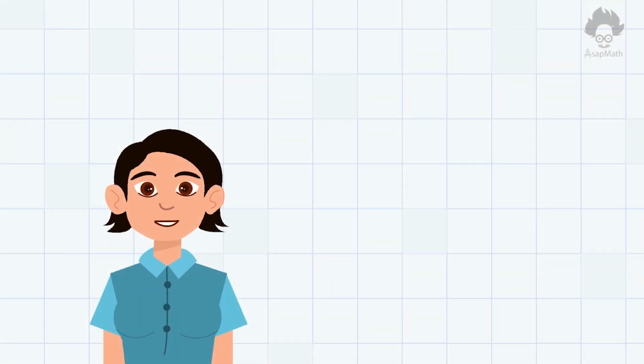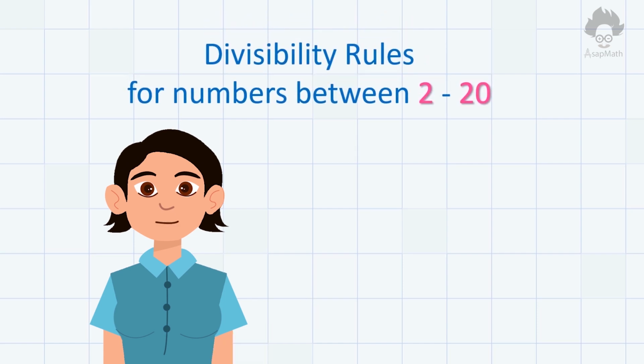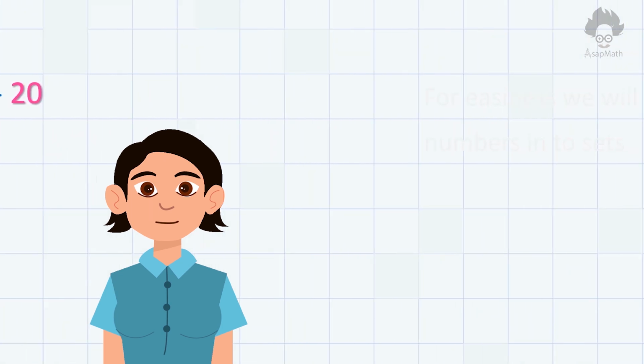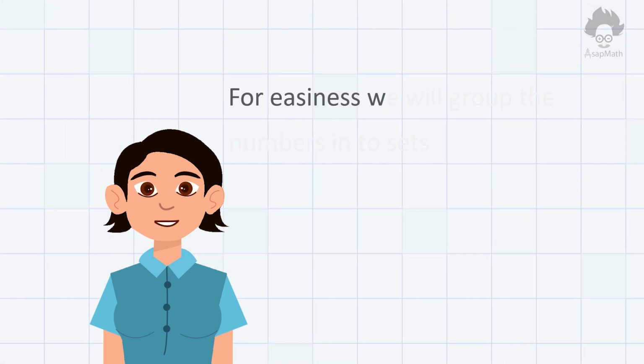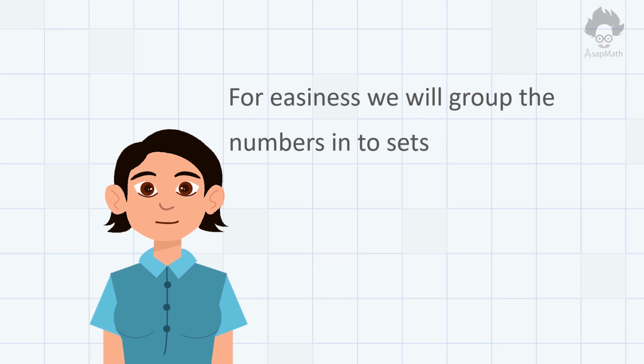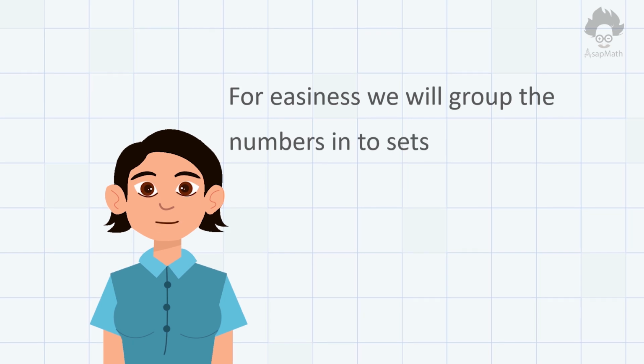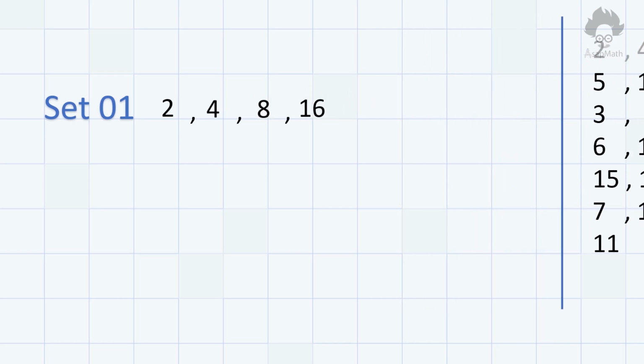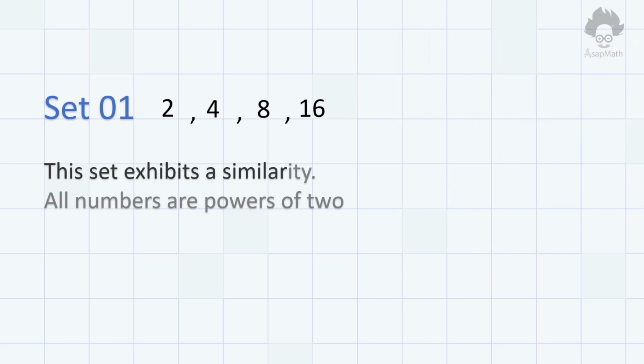Hello everyone, in this video we are going to talk about divisibility rules of numbers between 2 and 20. For easiness, we will group the numbers into different sets. Set 1 consists of numbers 2, 4, 8 and 16. This set exhibits a similarity: all numbers are powers of 2.